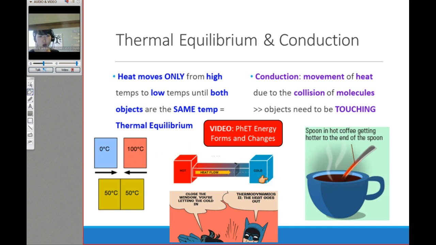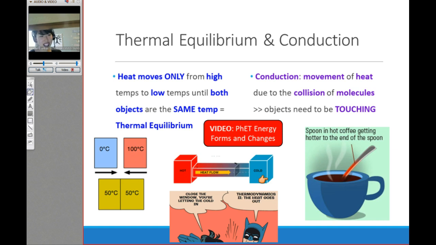So really, cold is actually not a real thing. Cold is actually the absence of heat. How many of you have ever heard your parents say, close the door, you're letting the cold in? Close the door, close the window, you're letting the cold in.